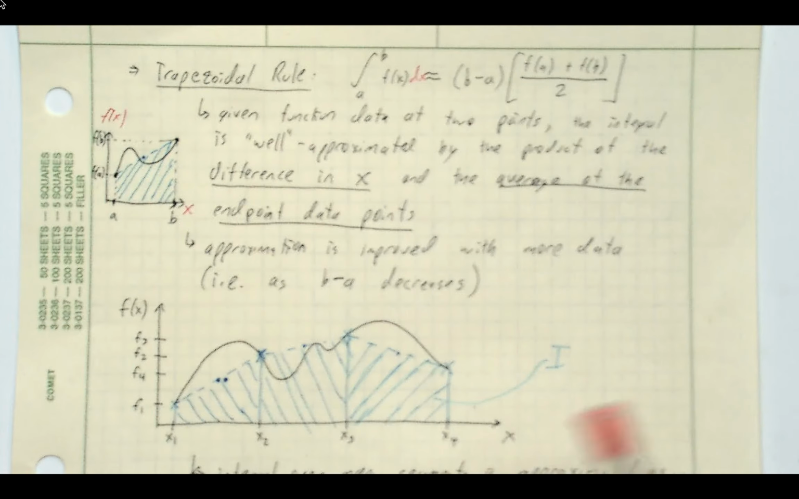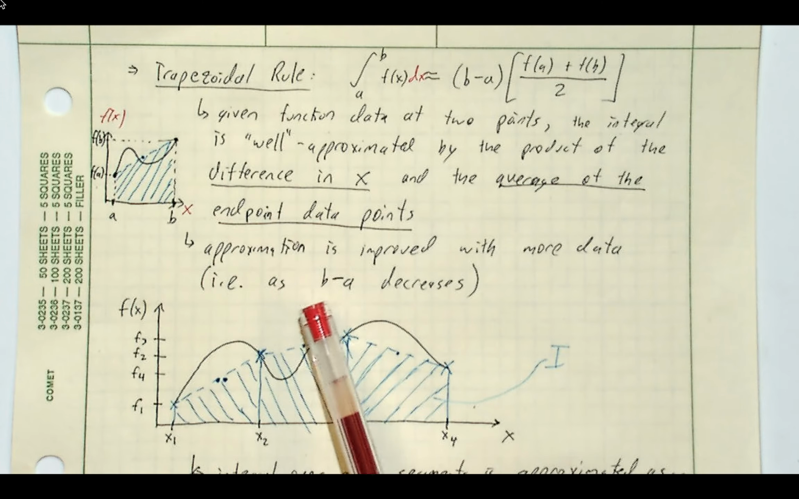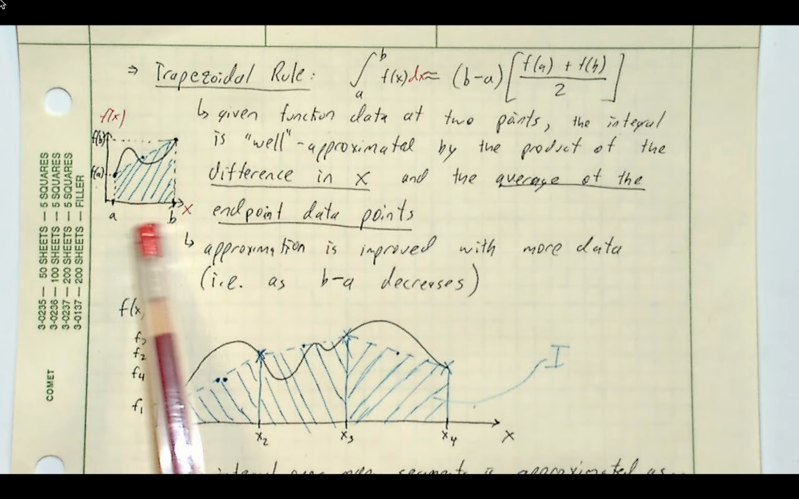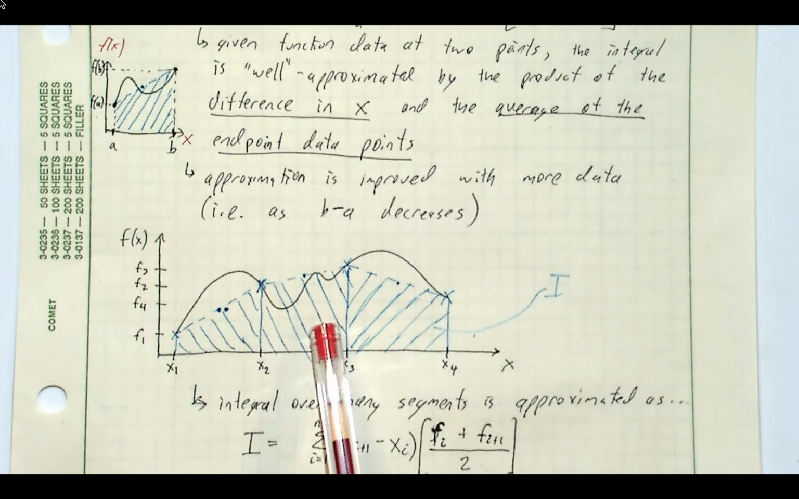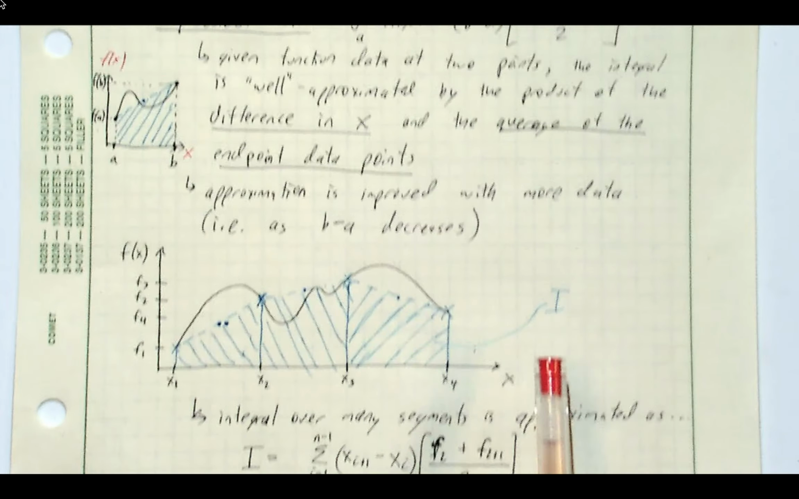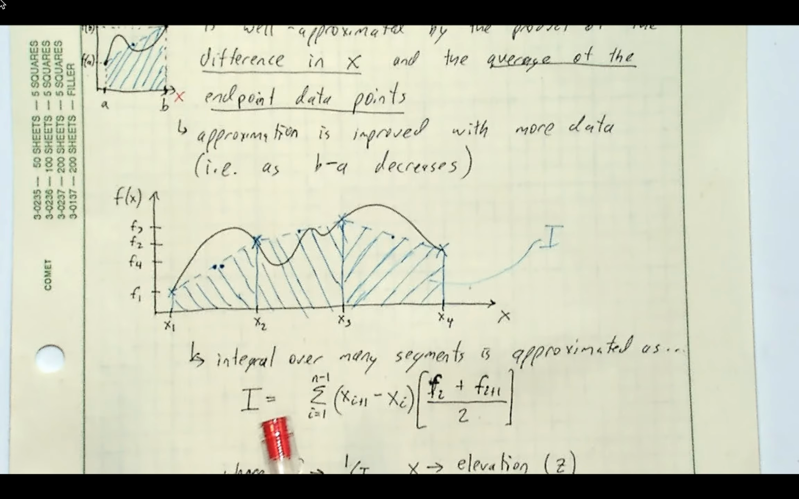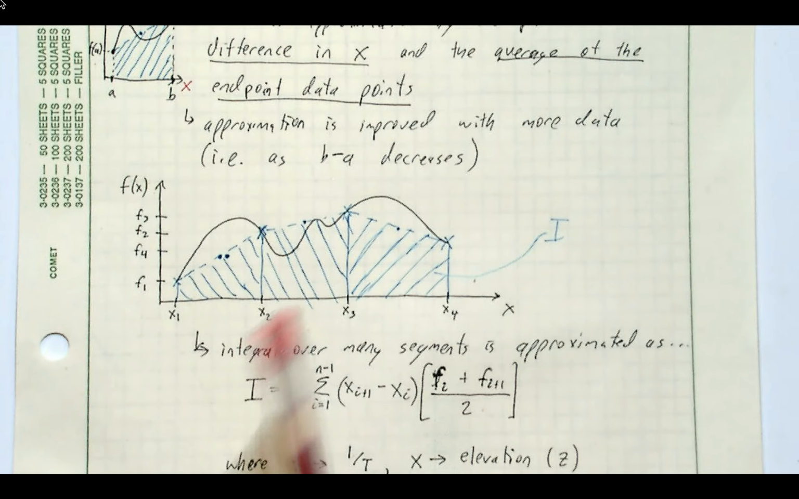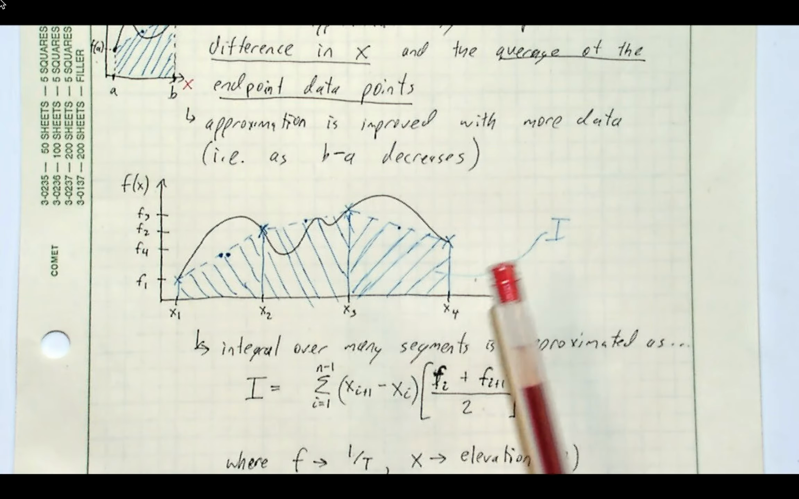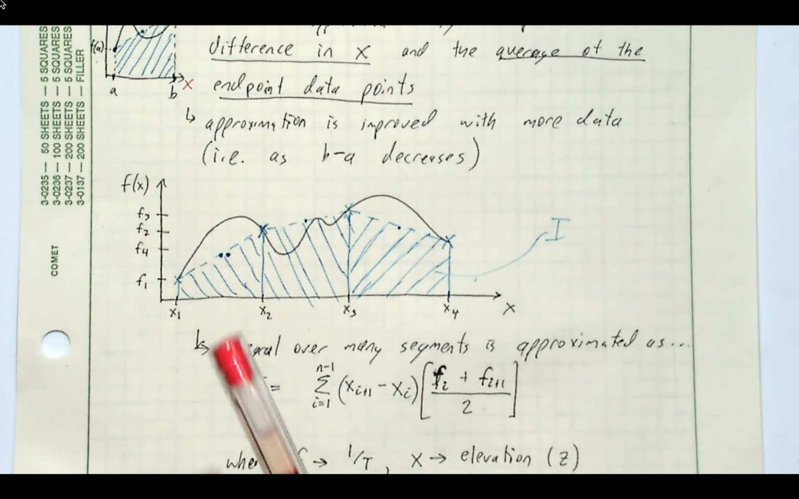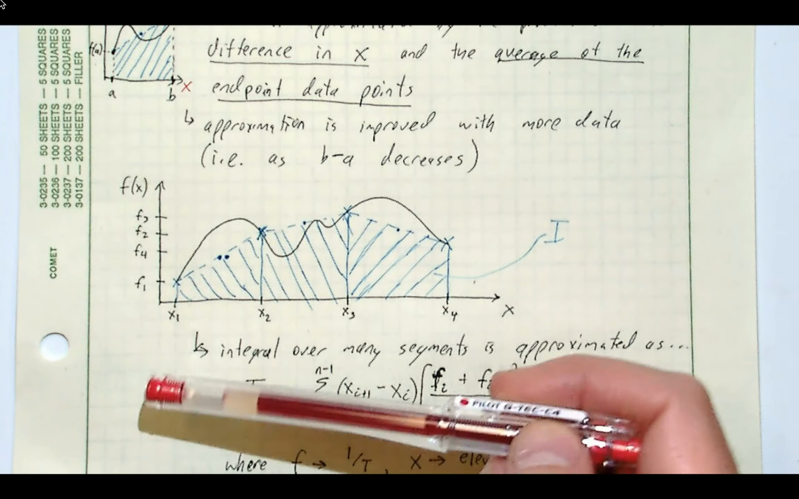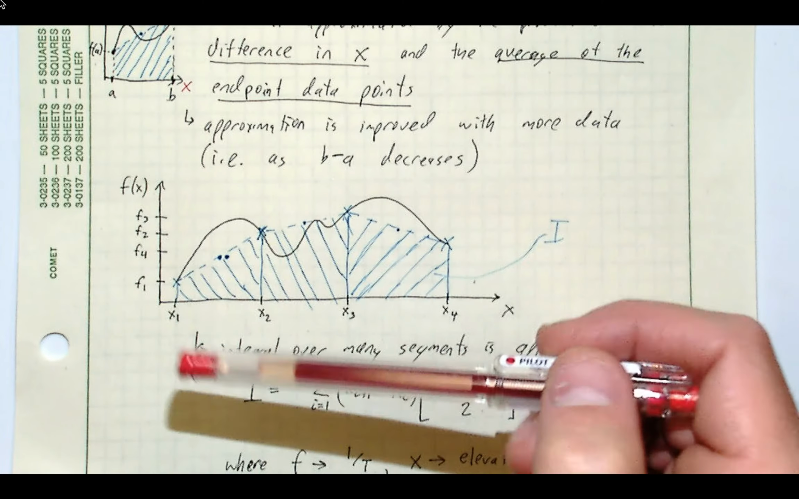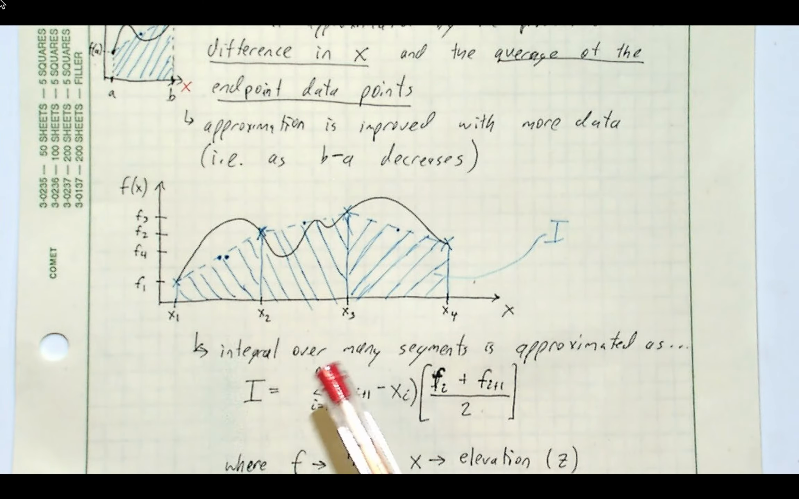So in general, the approximation is improved as we get more data. As b minus a, the difference here, gets smaller and smaller, our approximation gets better. And then we can extend this to the full integral I. In our case, we're given data at many points. We can take the interval between 2 points. As we go between different elevations up our mountain, we can make trapezoids between them and sum the areas of all of those trapezoids up independently.